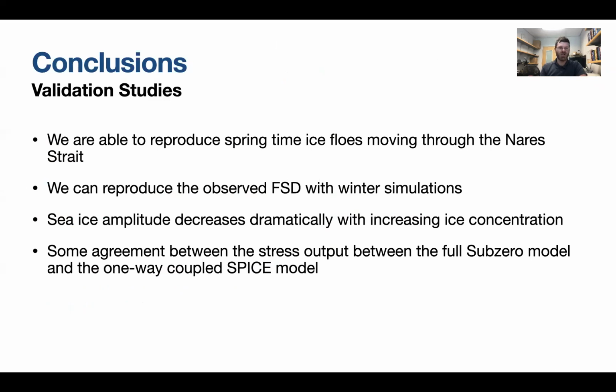So in summary, we are able to reproduce the springtime flows moving through the Nares Strait. In the winter test case, we were able to reproduce the observed flow size distribution. When it comes to the inertial oscillations, we were able to show that the sea ice amplitude decreases dramatically with increased concentration. And we also have some agreement between the stress output for the full SubZero model and the one-way coupled SPICE model. Thank you.